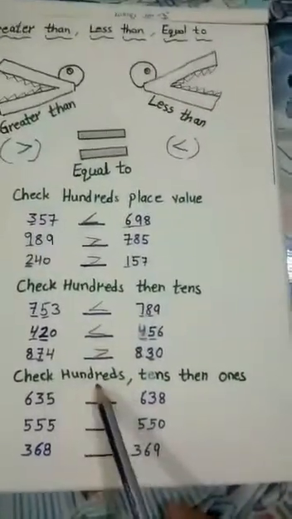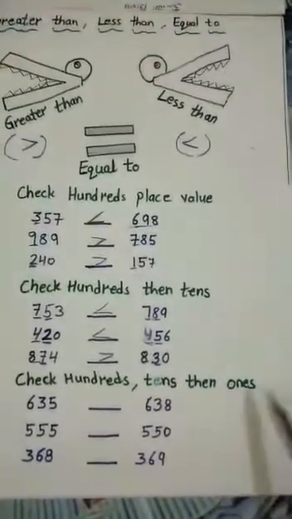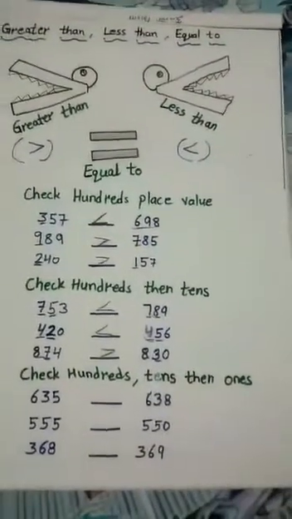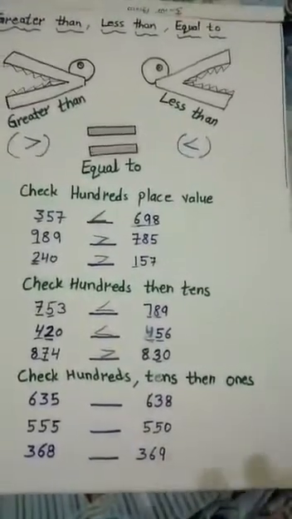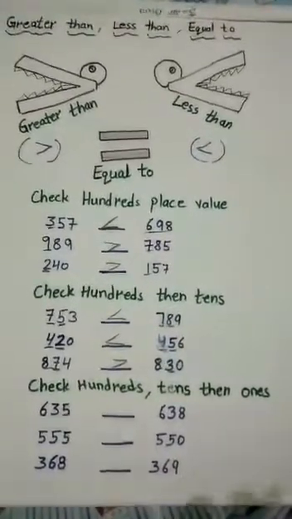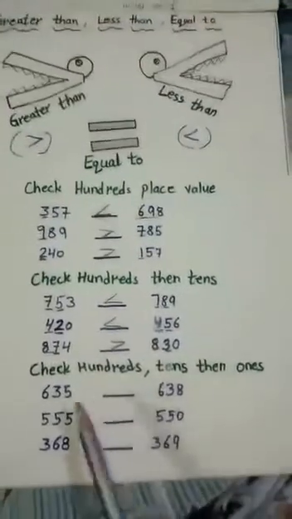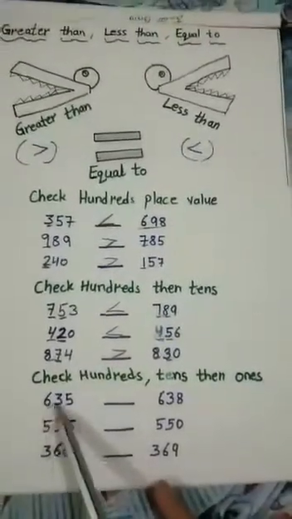Now check over here. Check hundreds, tens, and then ones. Dear student, first of all we will check the hundreds place value, then the tens place value. If the hundreds and tens place values are same, then we will check the ones place value. Now you can look over here.